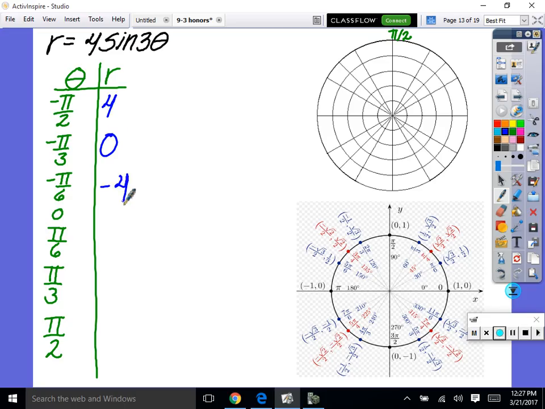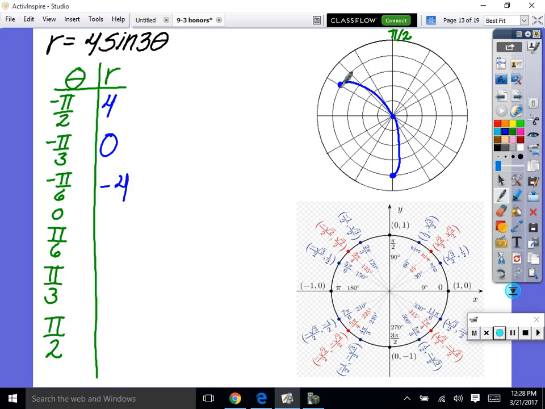Okay, so what's happening here? So that would be going down to negative pi halves and then out to 4. 1, 2, 3, 4, correct? And then over negative 3 pi halves and then out 0. So that's coming in like this. And then at negative pi 6, we're at negative 4. So wouldn't that be walking this way? Negative 1, 2, 3, 4.